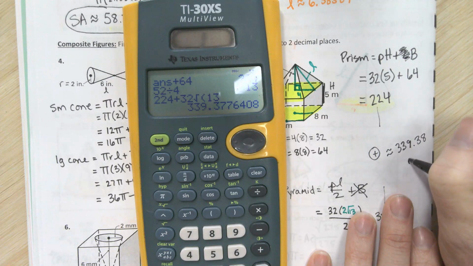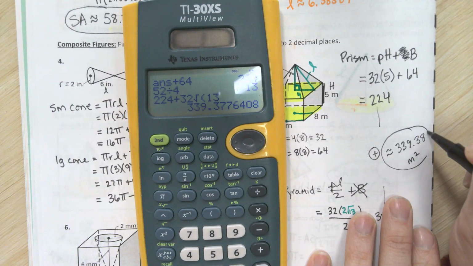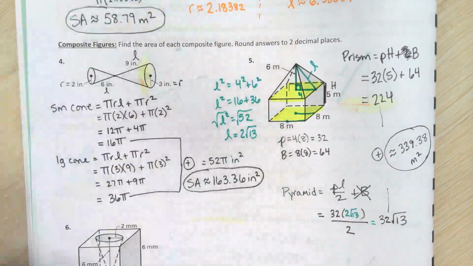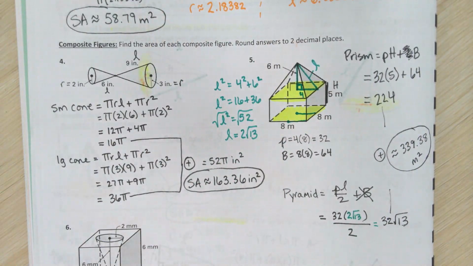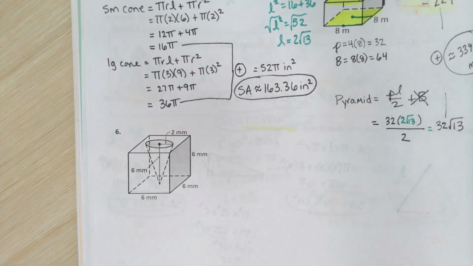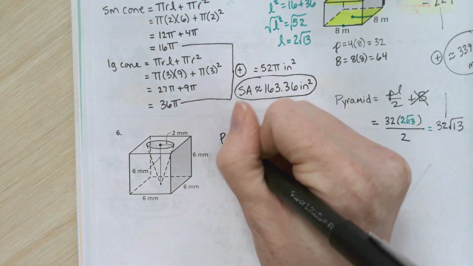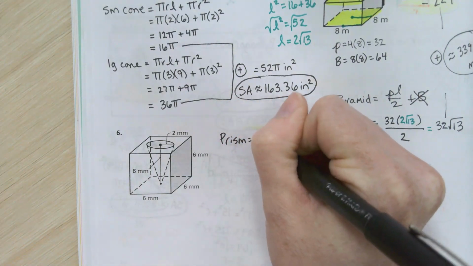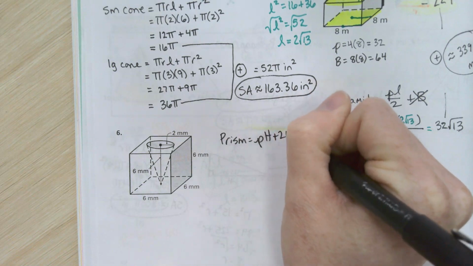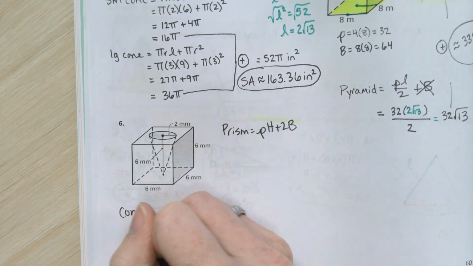339.38 square meters for that composite figure surface area. All right, last but not least, this one is a little bit different. This one we have a prism, so that box-like shape where we're going to use P capital H plus 2 capital B. But then we also have a cone.